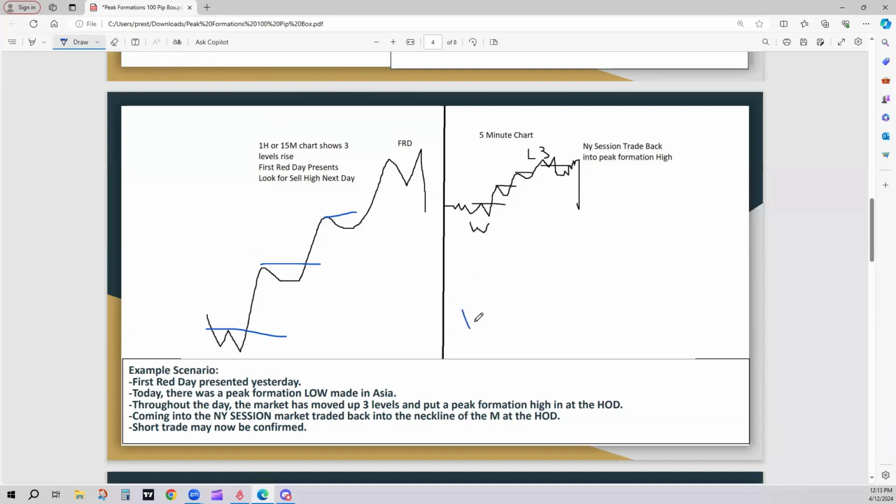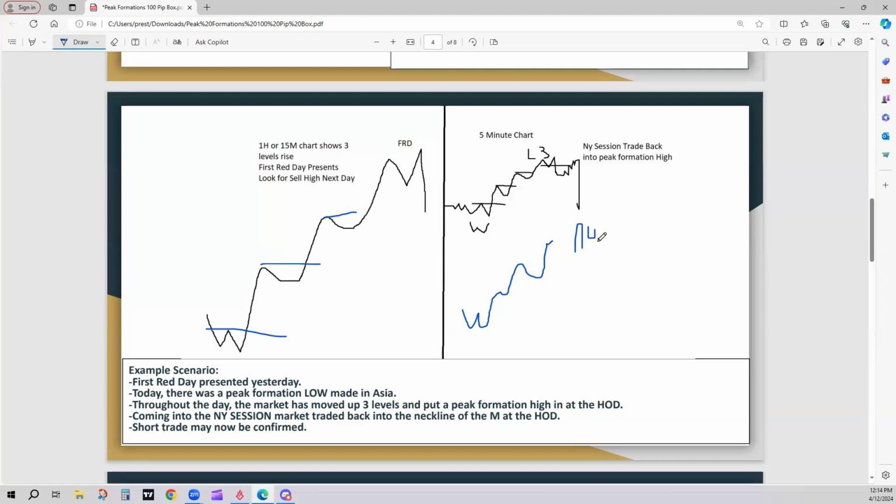So if there's a peak formation low in place and you come to the screen and you see, okay, there's 1 and there's 2, and then you come to the screen and they're still just going higher. Well, now what? How do I look for this trade? Well, what I'm going to do is wait on that 5-minute chart for them to put in an up close candle followed by a down close candle.